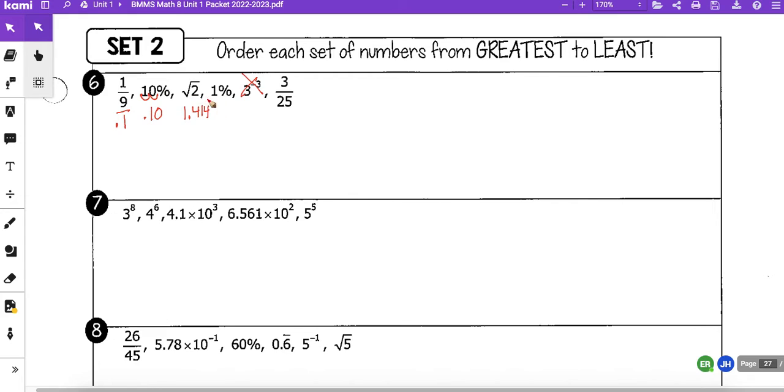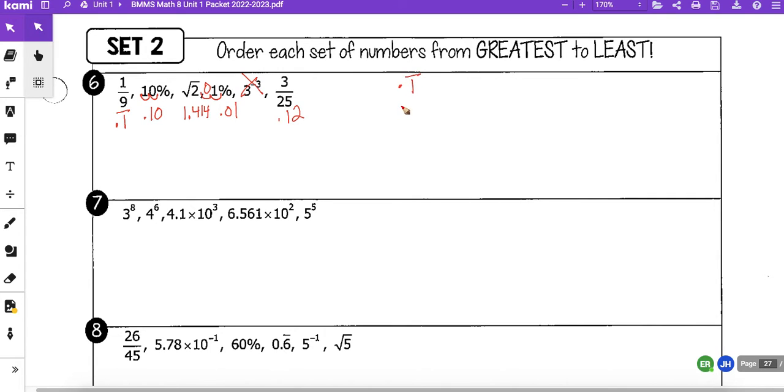Okay, and then this one is 1%. So we're going to start here and go 2 to the left. Or remember, we could divide the percent by 100, and I get 0.01. And then finally, 3 divided by 25 would be 12 hundredths. Okay, now we're going to line them up.